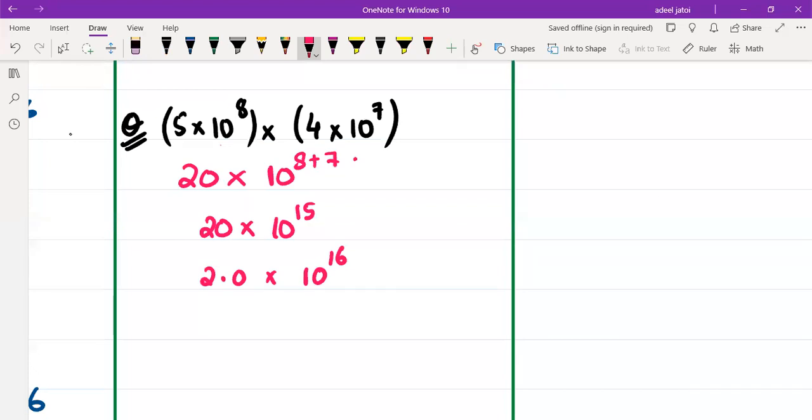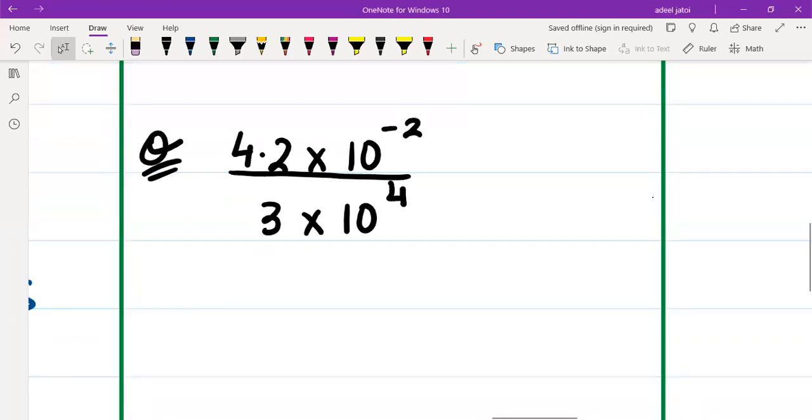Because whenever your decimal moves from right to left, your power increases. With one decimal place, your power will be increased by 1. So 15 plus 1 will become 16. So 2.0 multiplied by 10 to the power 16 would be your answer.